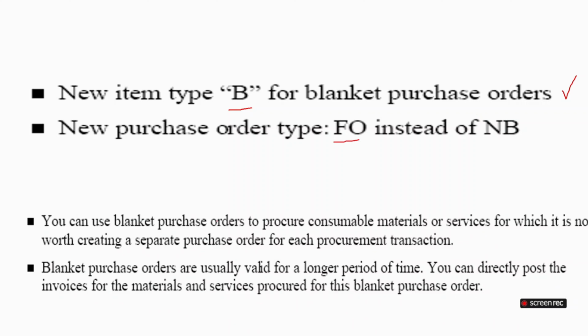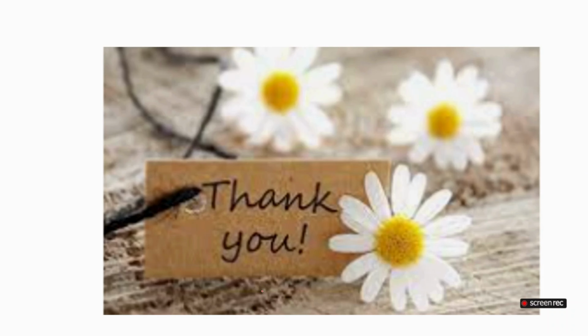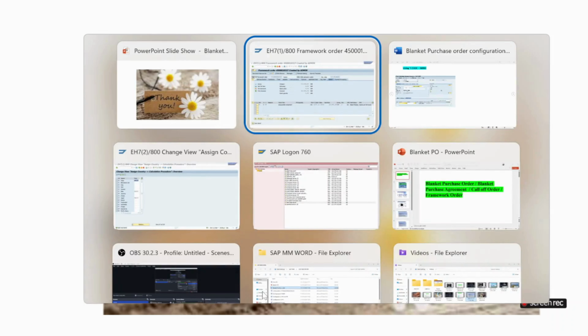You can use a blanket purchase order to procure consumable material or services for which it's not worth creating a separate purchase order for each procurement transaction. Whenever it's not worth creating a separate purchase order again and again, we just create a blanket purchase order, as simple as that. Blanket purchase orders are usually valid for a longer period of time. You can directly post an invoice for material and services procured against this blanket purchase order, right? So thank you, that's about that.